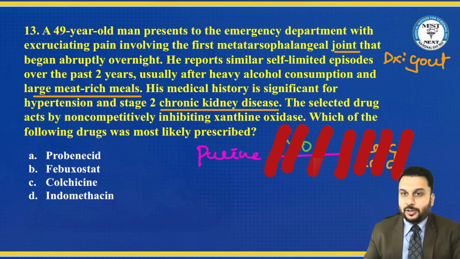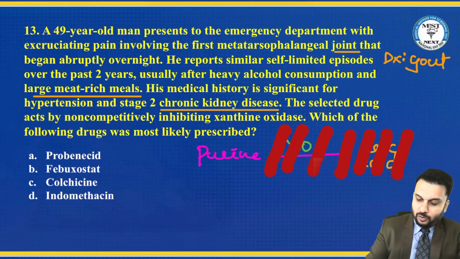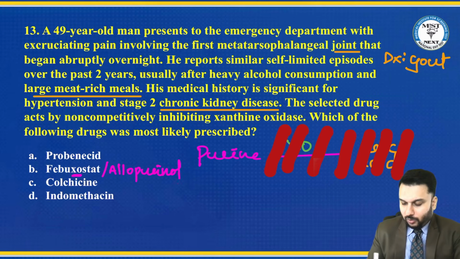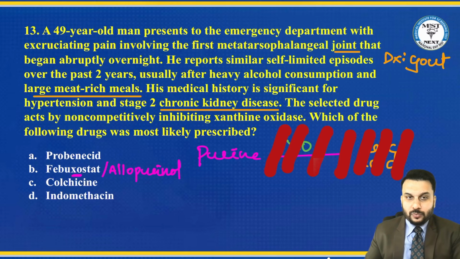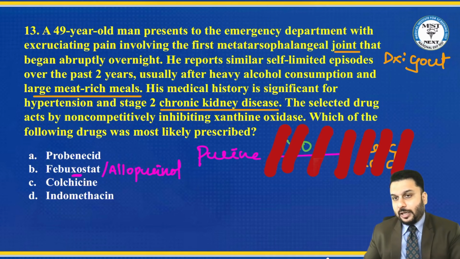So what are those drugs in this list which are xanthine oxidase inhibitors? There is one drug called febuxostat (XO means xanthine oxidase), or allopurinol. They are the xanthine oxidase inhibitors, and the most preferred drugs in the long-term management of gout patients. So febuxostat or allopurinol, preferably allopurinol. If patients have an allopurinol allergy, I may go for febuxostat. Okay.